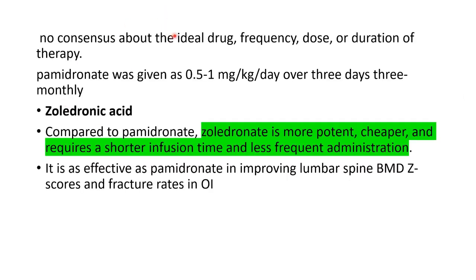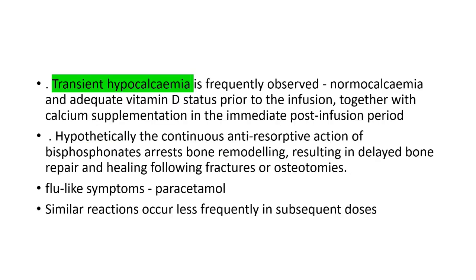Bisphosphonates: there is no consensus about the ideal drug, frequency, dose, or duration of therapy. Pamidronate has been tried at 0.5 to 1 mg per kg per day over 3 days, every 3 months. Zoledronic acid is more potent, cheaper, and requires a shorter infusion time and less frequent administration. It is as effective as pamidronate in improving lumbar spine BMD Z-scores and fracture rates in OI.